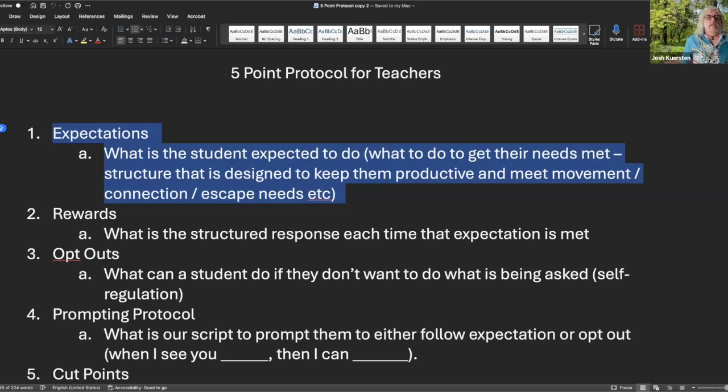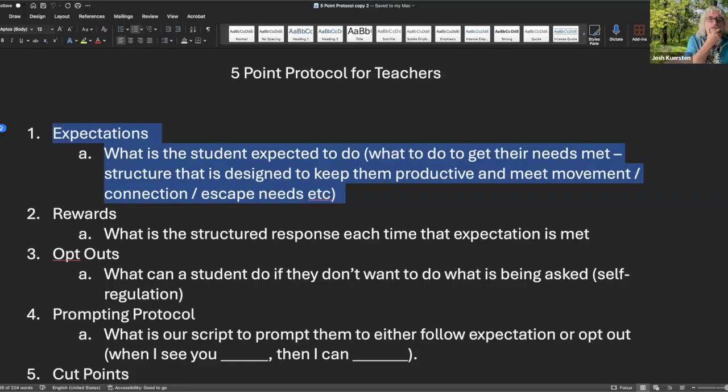So the idea of this is, it says expectations. What is the student expected to do? What to do to get their needs met, structure that is designed to keep them productive and meet movement needs, connection needs, escape needs. So the very first thing to think about is what do you need them to do? Because what's happening is I come into a consult with a teacher in a classroom and they're like, this kid is just running away or dumping his desk or X, Y, and Z.